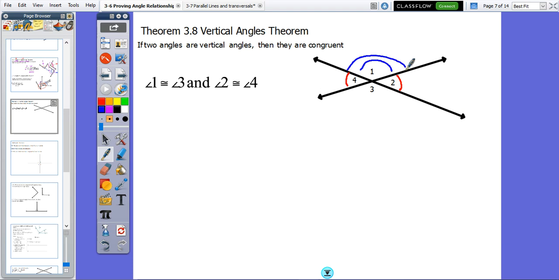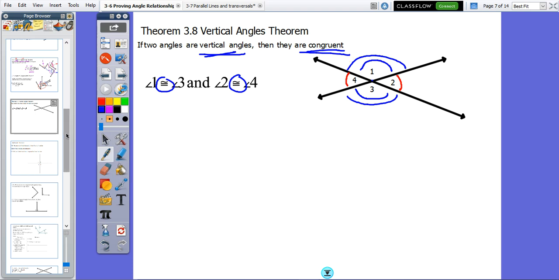Correct? Correct. And then we've got angle 1 and angle 3. They are vertical angles as well. They're across from each other. They share their vertex, and they're formed by two intersecting lines. Now, this theorem, which we already talked about before, we now have an actual theorem name. The vertical angle theorem says if you know they're vertical angles, then they are congruent for sure. They are equal to each other, both in size, as far as how big or wide they are, and also in degrees.